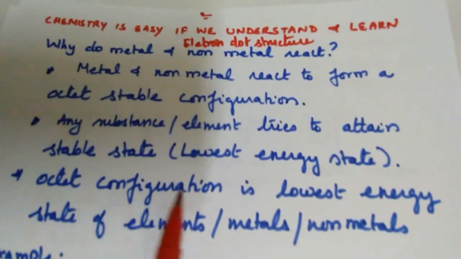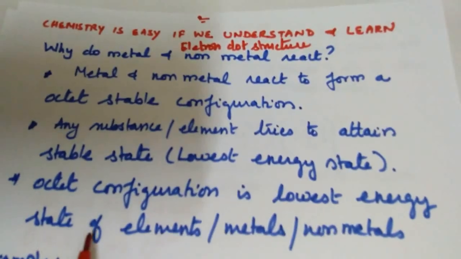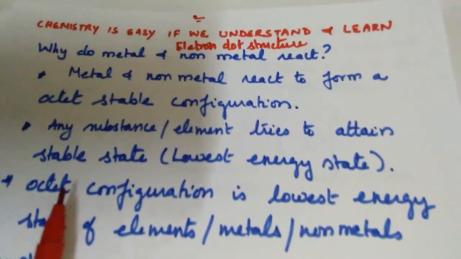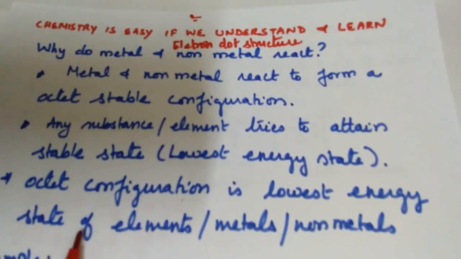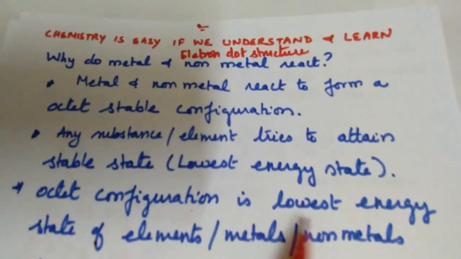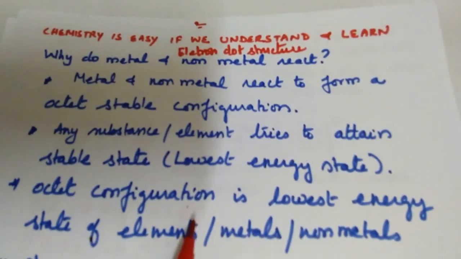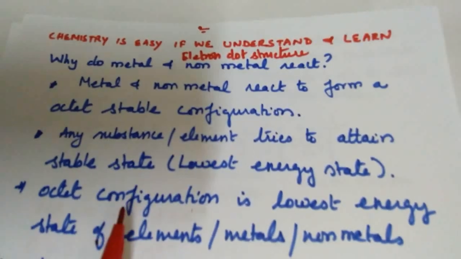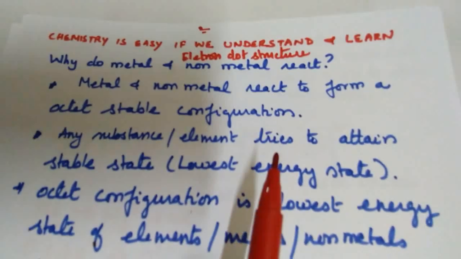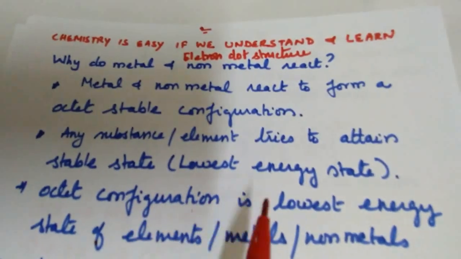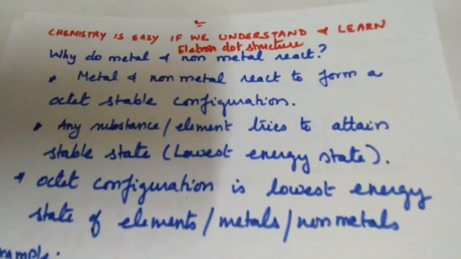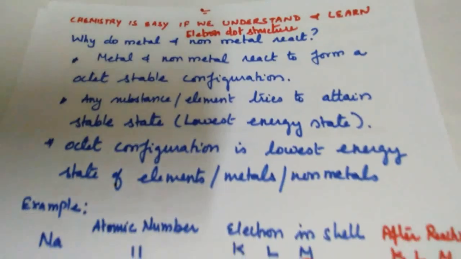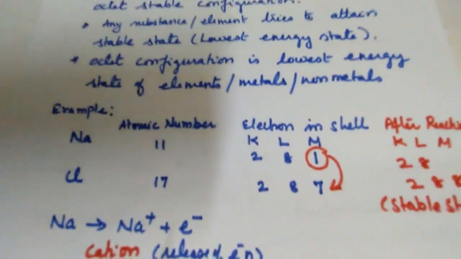So the octet configuration is the lowest energy state of an element, metal and non-metal. Until it attains that, it will strive to do that. So metal and non-metal react to attain this stable octet configuration. Only because of that, chemical reactions take place. There is a movement of electrons from one place to another, or sharing of electrons. Now let us see how they react.